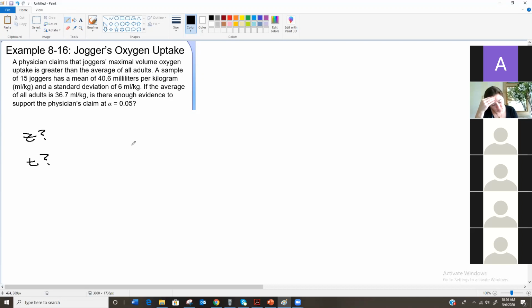It's given the sample. Wait, this one gives us the standard deviation though, right? But read the beginning of the sentence. Oh, okay, so it's a T. Yep. It says a sample of 15 joggers has a mean of 40.6 and a standard deviation of 6. So it's the sample standard deviation. So which one are we going to do? T-test. And again, when you're doing your homework, it's going to be pretty obvious.